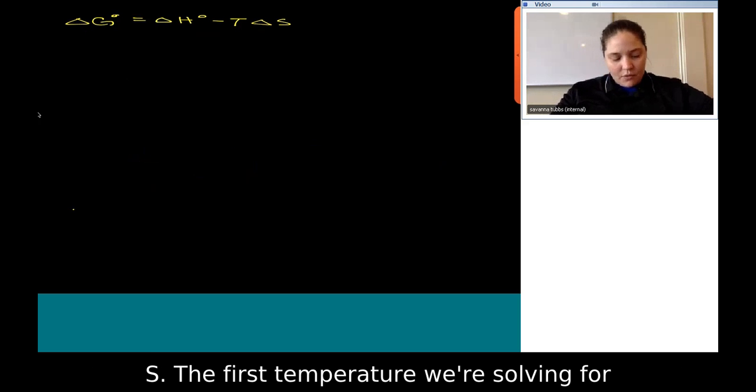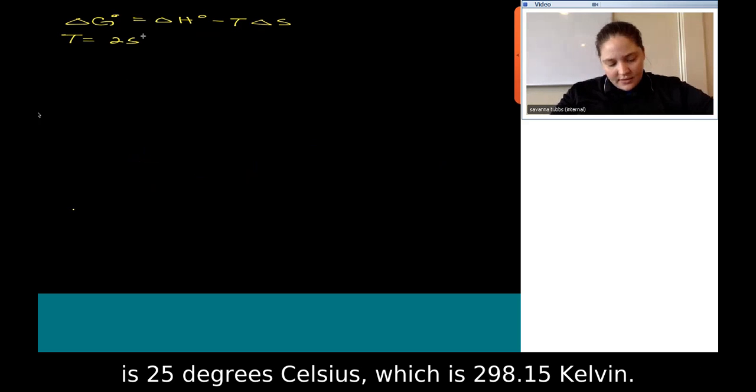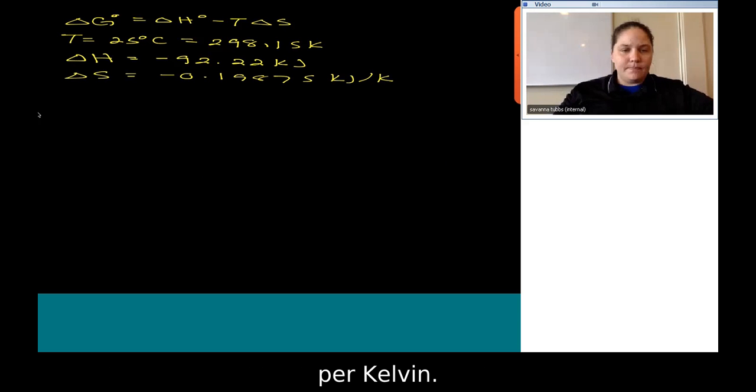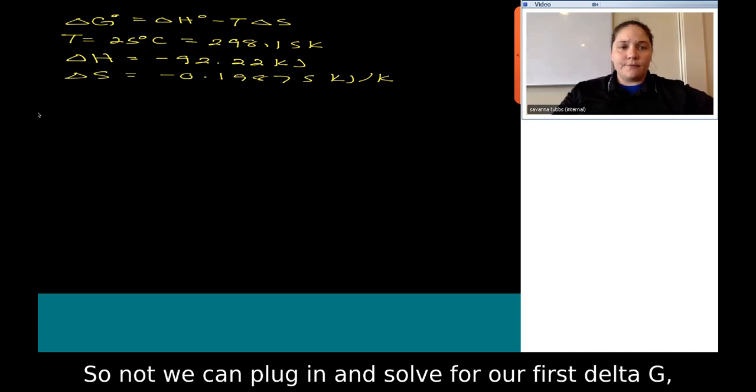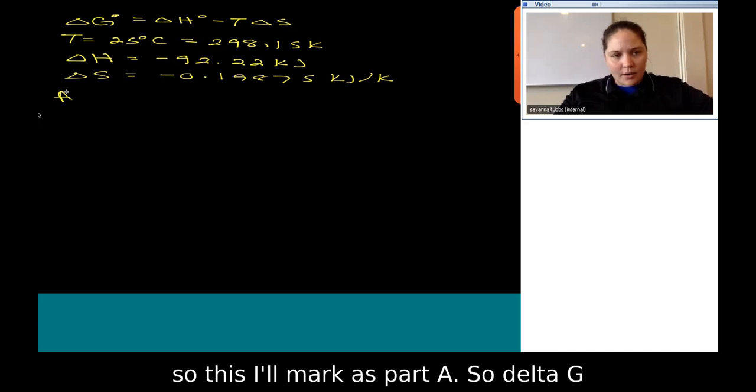The first temperature we're solving for is 25 degrees Celsius, which is 298.15 Kelvin. Our delta H is going to be negative 92.22 kilojoules, and our delta S is going to be negative 0.19875 kilojoules per Kelvin. So now we can plug it in and solve for our first delta G. So this I'll mark as part A.